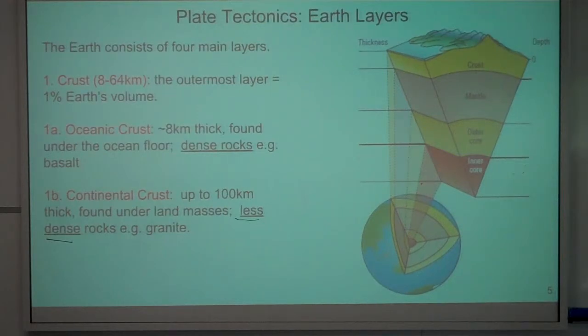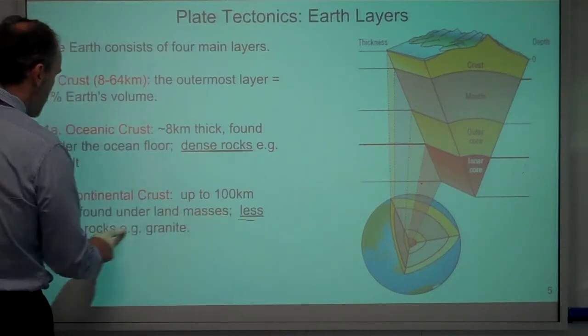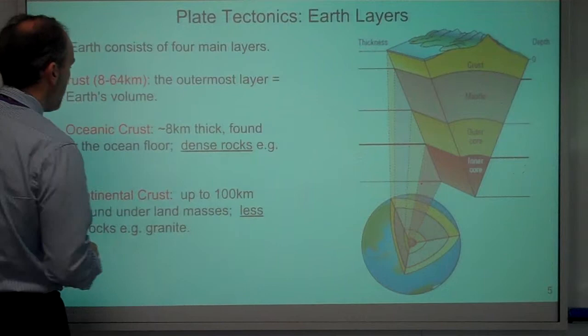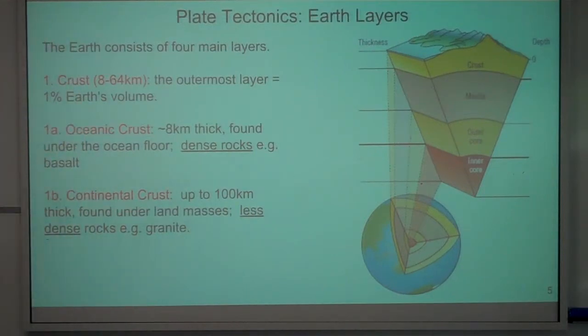Okay, both of these will float in their own way, but the less dense one has really important implications when things run into each other. Okay, you'll see why. Now, can I change? No. Okay, so make sure you highlight those red areas. Remember, if it's red, it's important. And highlight that less dense.